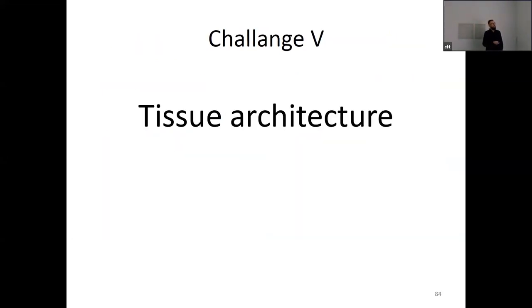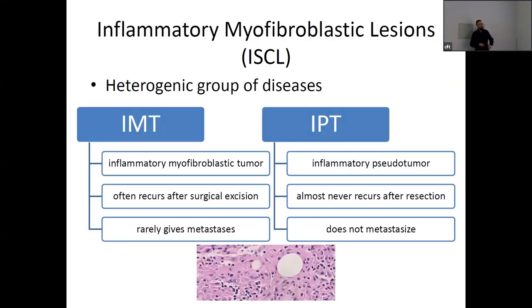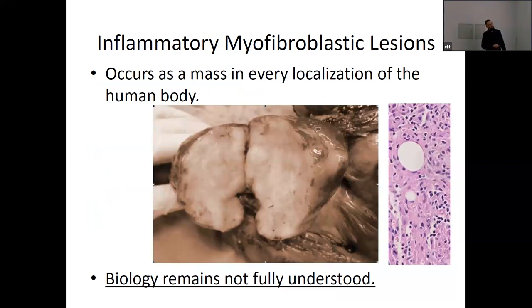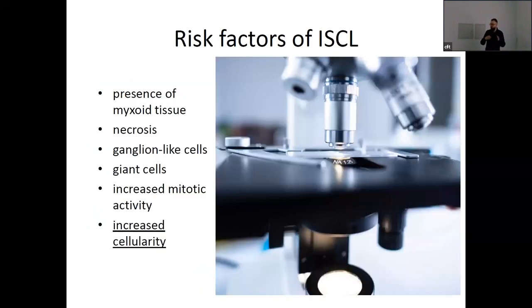Okay, and challenge number five, the last one, the tissue architecture, is the newest one, the project of my friend, the doctor, for which I'm doing the engineering part. And the inflammatory myofibroblastic lesions. This is the disease that we're tackling here. And what is most important here is that there are two groups, IMD and IPP, and one gives metastasis and one does not metastasize. So it's a very different treatment here. Yeah, this is a very nasty example here. And the biology here is still not fully understood, so we tackle very specific parts.